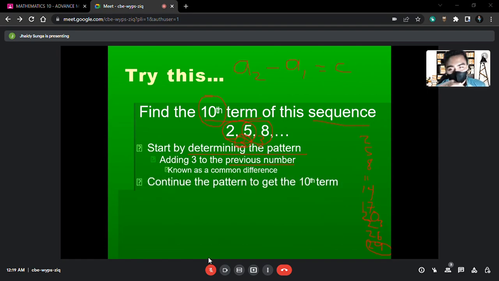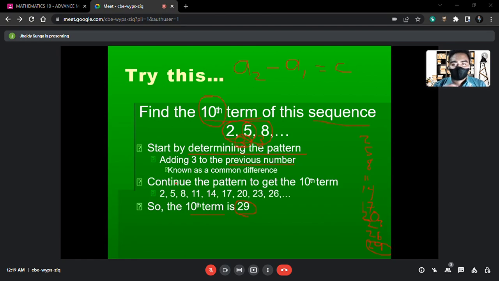So to continue the pattern and get the 10th term, we have 2, 5, 8, 11, 14, 17, 20, 23, and 26. And what's next? Lastly is 29. So the 10th term would be 29. So you're correct.